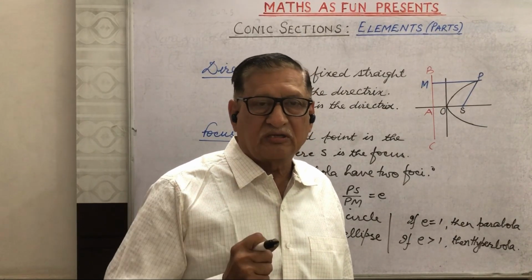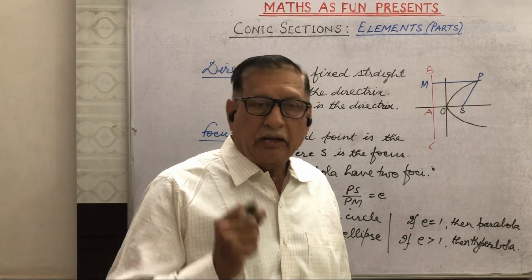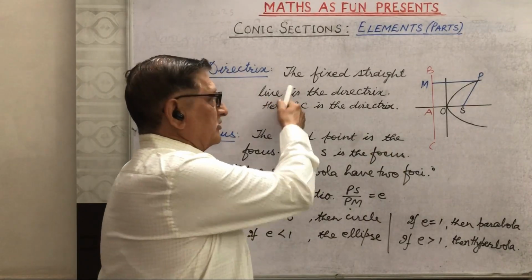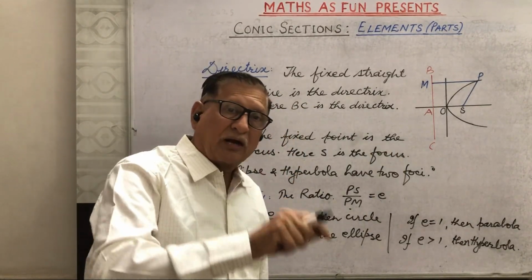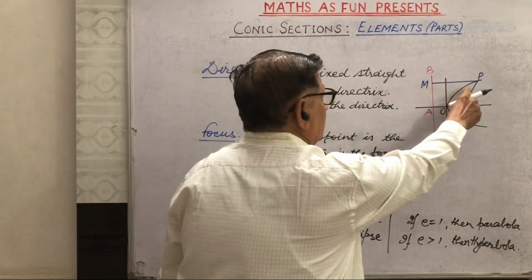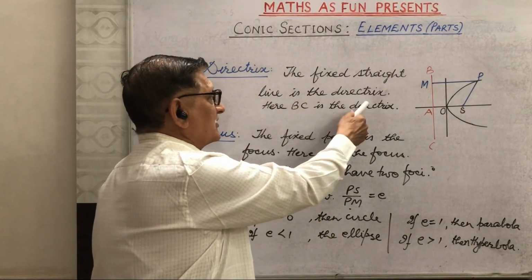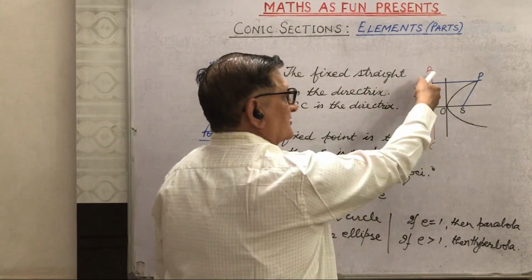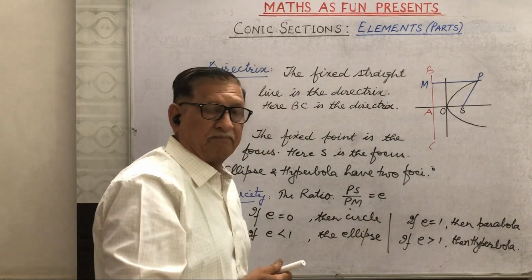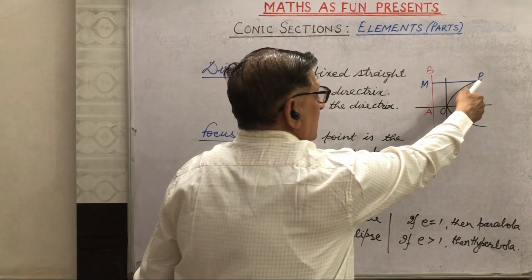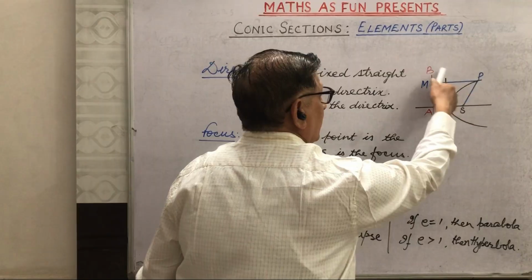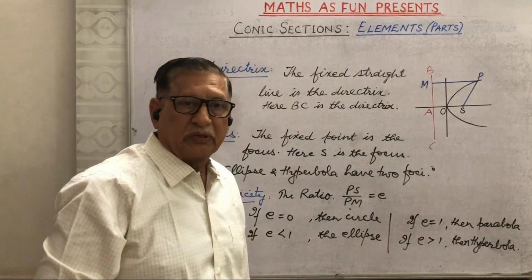And that was known as the eccentricity. Here we have to learn about the parts. So the first part comes as the directrix. The fixed line from which we have to find the distance is known as the directrix. Here in this figure we can see BC is the directrix. The distance we are taking from a point on the conic section P, and this PM is the distance of the directrix from P.